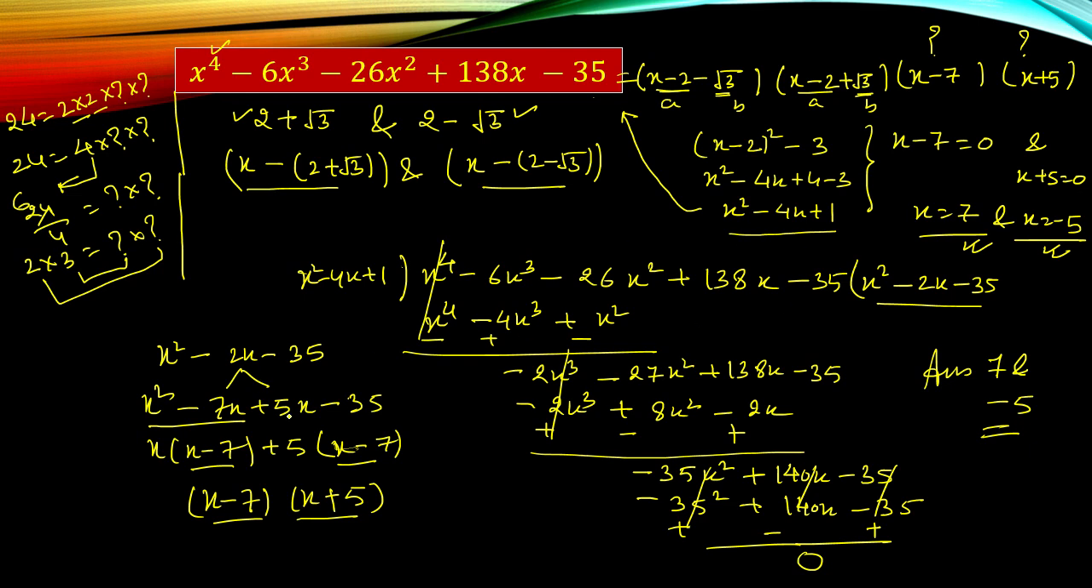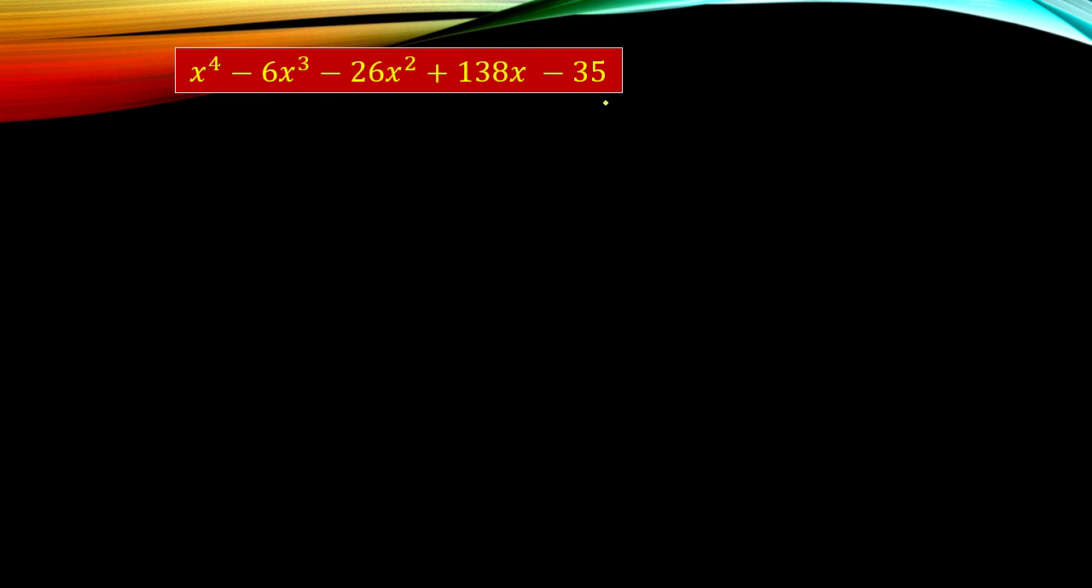Further we have factorized that, and we got the two factors of the polynomial, and now we got the remaining two factors, and now ultimately we got the zeros of the polynomial. That is the full method. Now let's see the shortcut of that.